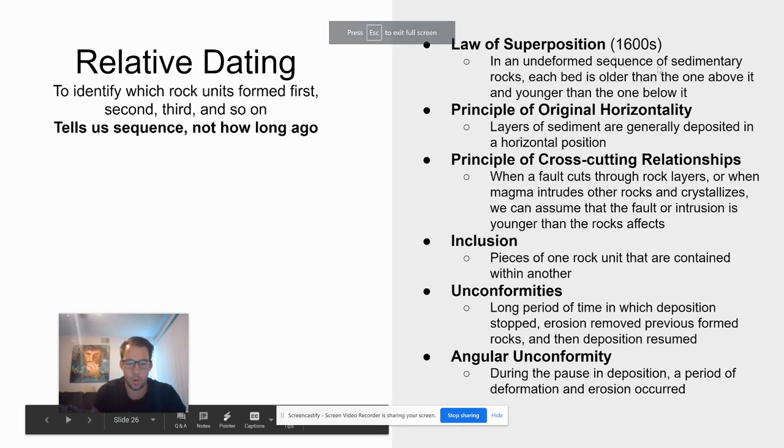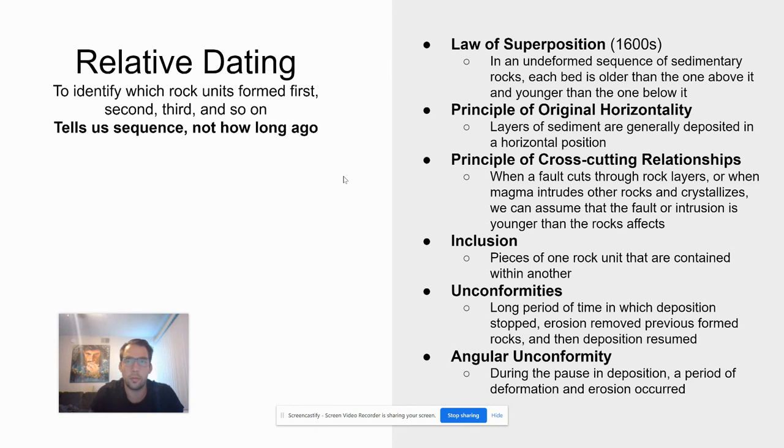So, how do we know how old any of the rocks are on Earth? Well, one way we figured out how to date these rocks is just by relative dating. That is, figuring out what rock formed first, second, third, and so on. It tells us a sequence, but it doesn't tell us exactly how old different rocks are. So, we have a few different principles for relative dating.